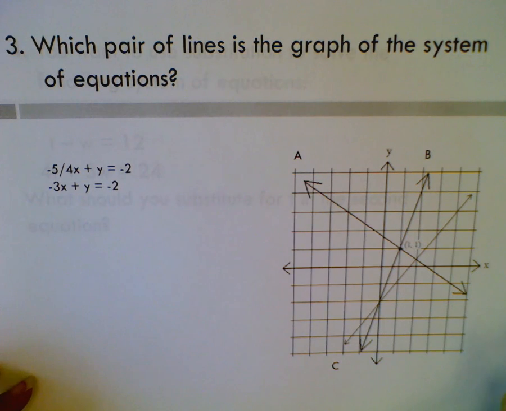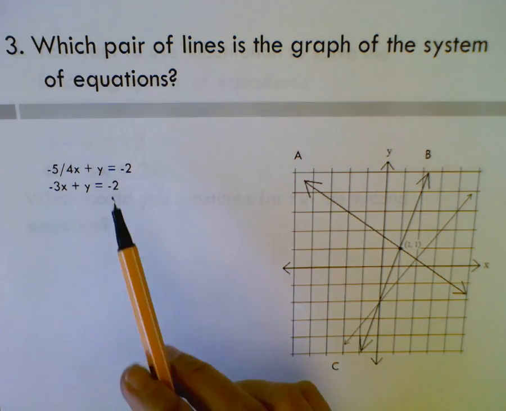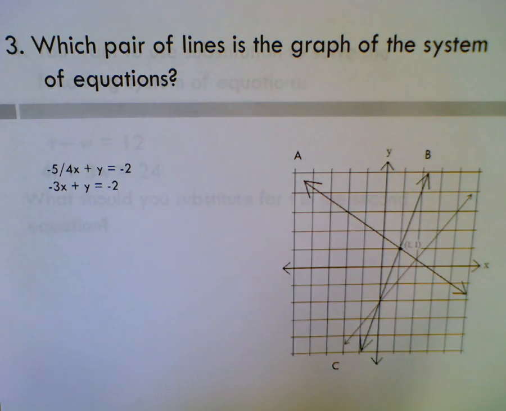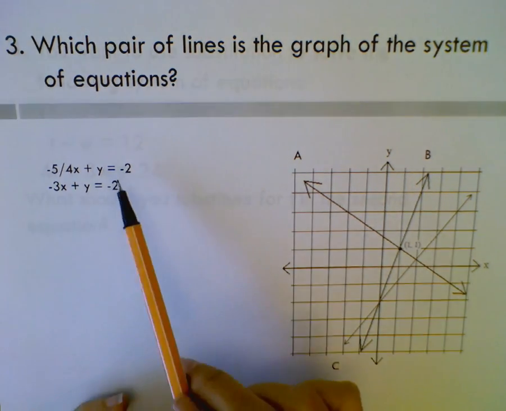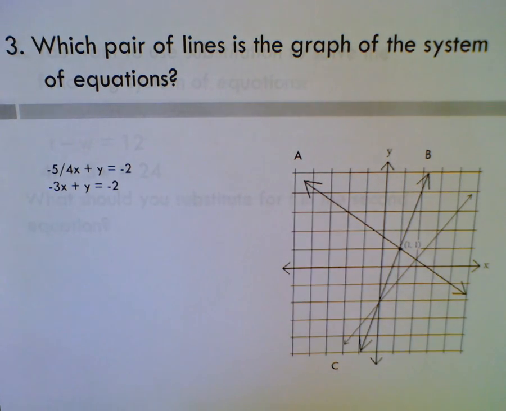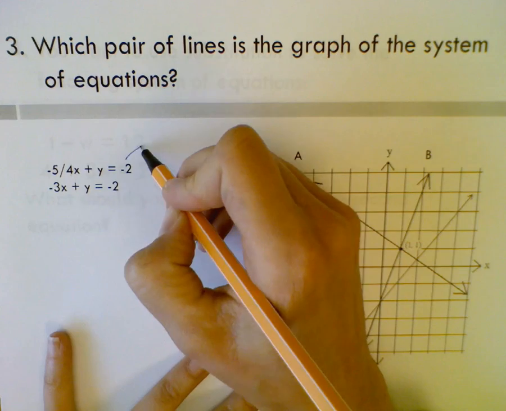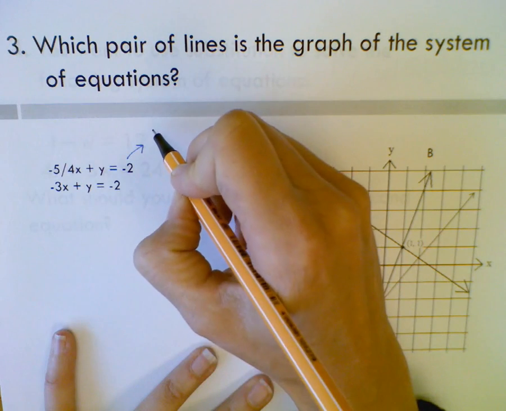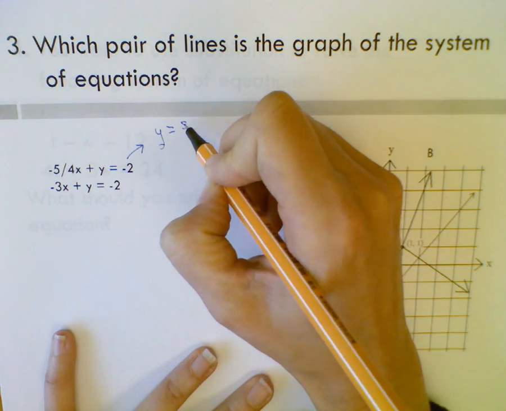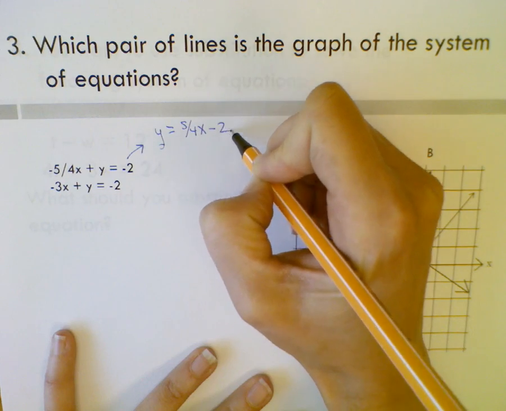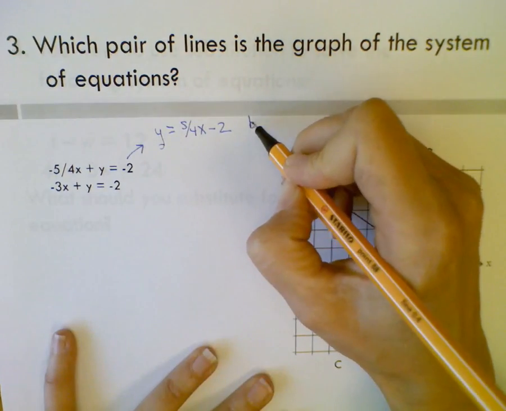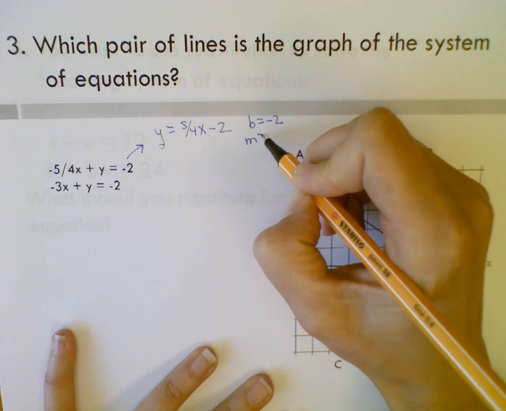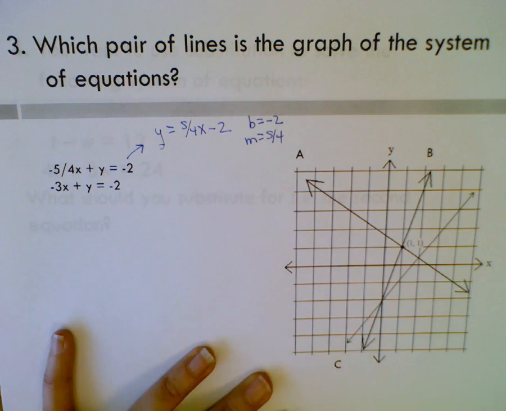All right, number 3. Which pair of lines is the graph of the system of equations? Okay. Well, here I see that I've got 2 equations and I've got 3 lines. So I want to know which lines are actually part of this system. So really this is just graphing lines and working backwards. If I take this first one and put that in slope-intercept form, if I add 5/4 x to both sides, I get y is 5/4 x minus 2. Well, that means I have a y-intercept of -2 and a slope of 5/4. So I just want to see which line matches up with that.